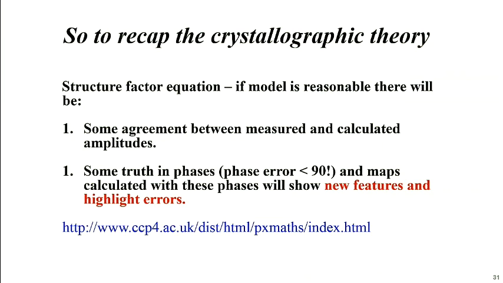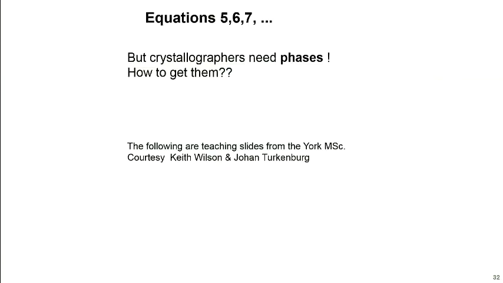To recap, the structure factor, if you've got a decent model and you've positioned it properly, there'll be some agreement between the measured and calculated. There'll be some truth in the phases, even from a partial structure. And maps with those phases will show new features. But we still have to get phases, so how are we going to do it?